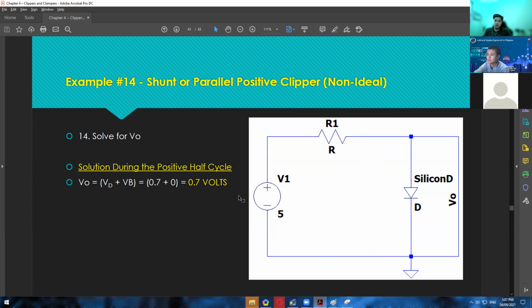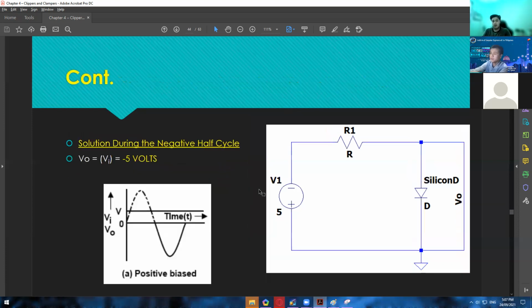Okay? So are we clear regarding this 0.7 volts on a positive half cycle? All right. And during the negative half cycle, so the same. Okay, magiging reverse bias to, and then our only reading will be this negative 5 volts.